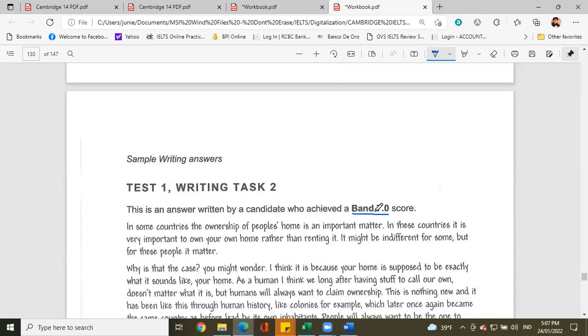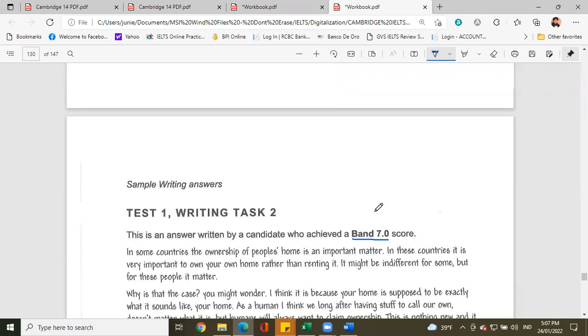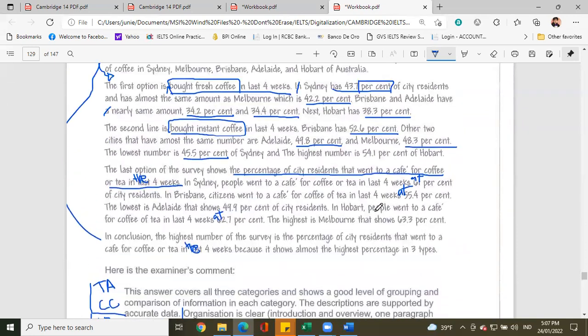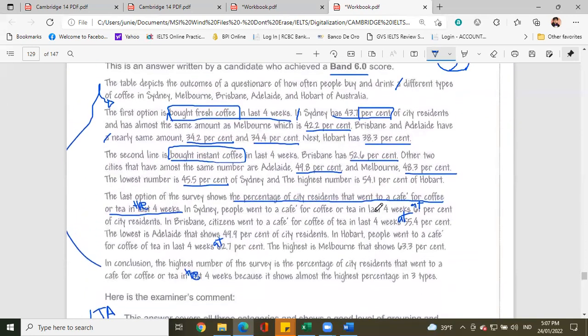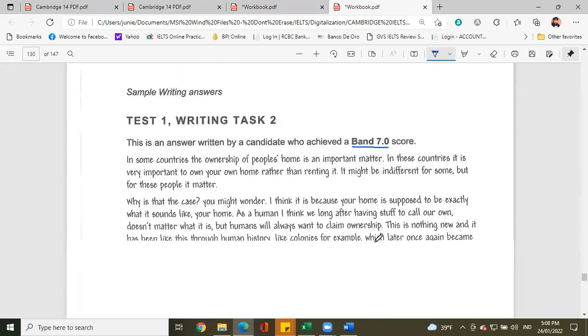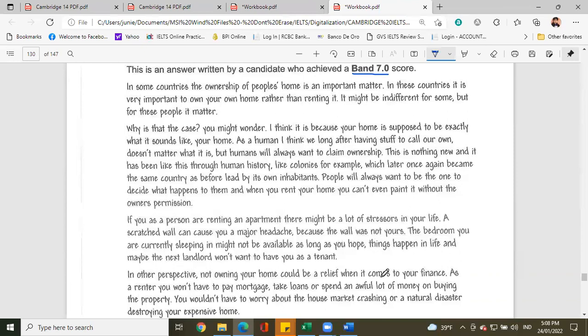Kaya, I see a lot of 6.5s in the students. No? Kaya you can attribute that to task 1, maybe most of the time. Maybe attributable yun sa task 1 kasi ang daming language problems. Pero it's not the same with task 2. Kahit marami kang errors dito, pwede ka pa rin maka-7.